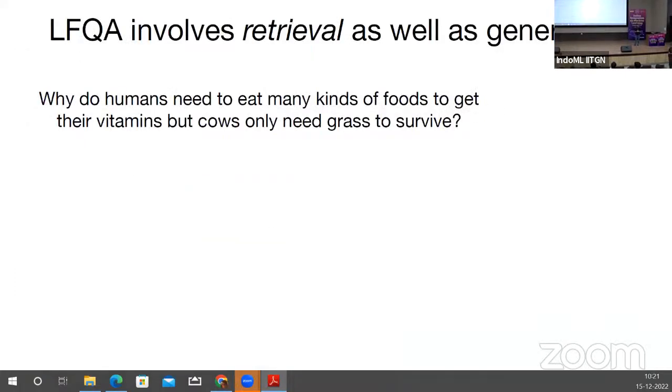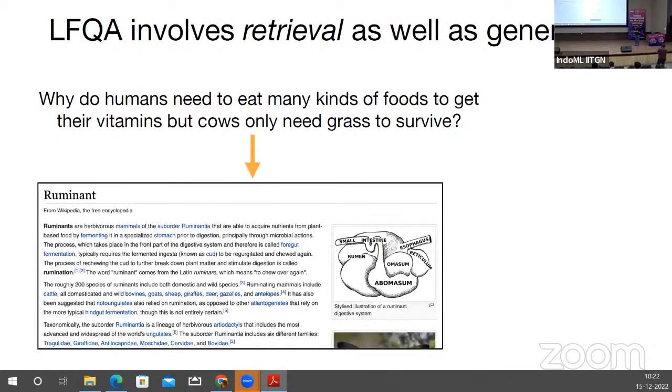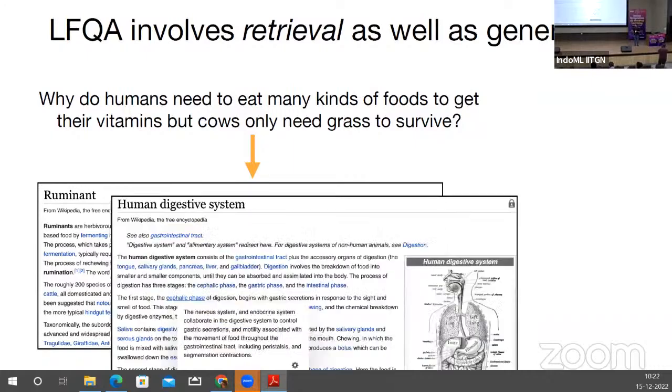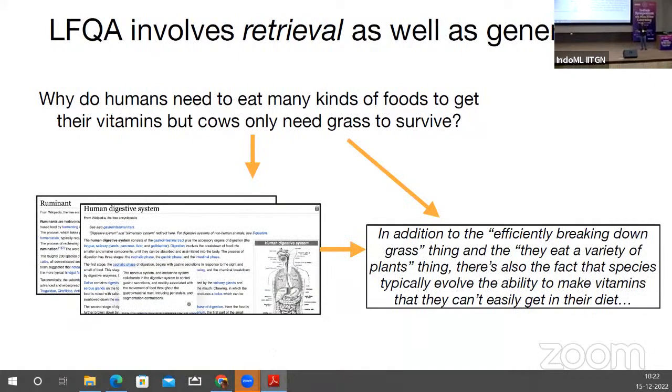So let's take a look at the common pipeline for long-form question answering. We get this question, and the very first thing we do is retrieve documents, like evidence documents that we can use to gather evidence and information and use it to generate our answer. So I might retrieve an article on the cow's digestive system and the human digestive system. I will feed both of them into my language model along with the question and have it synthesize all the important information and generate an answer.